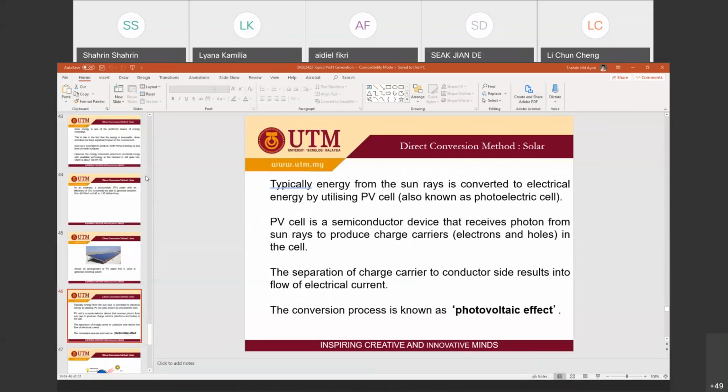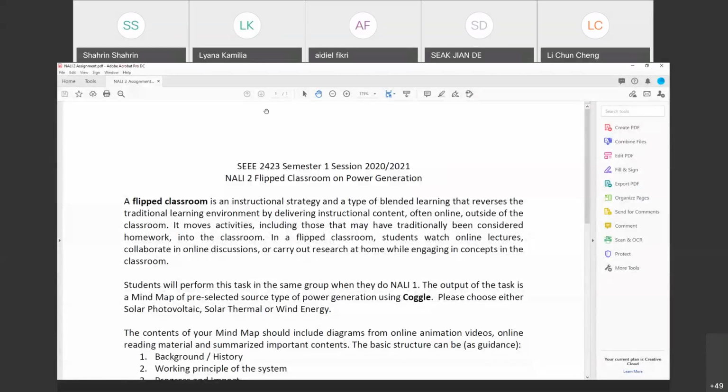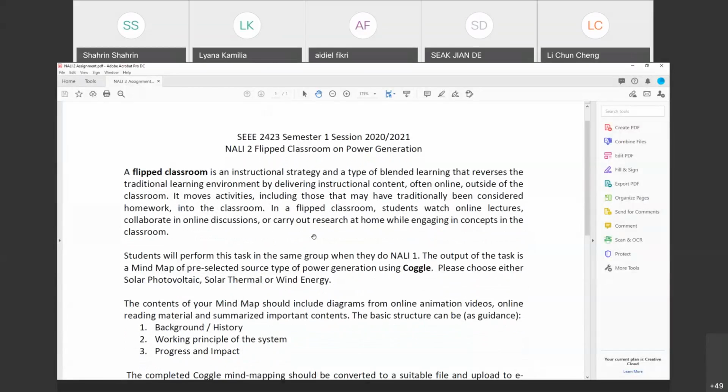So let's look at your assignment. I will share with you. I hope you can see the display right now, which is your second assignment. Usually for a normal class, what we want the students to do for this second assignment is to present in front of the class.